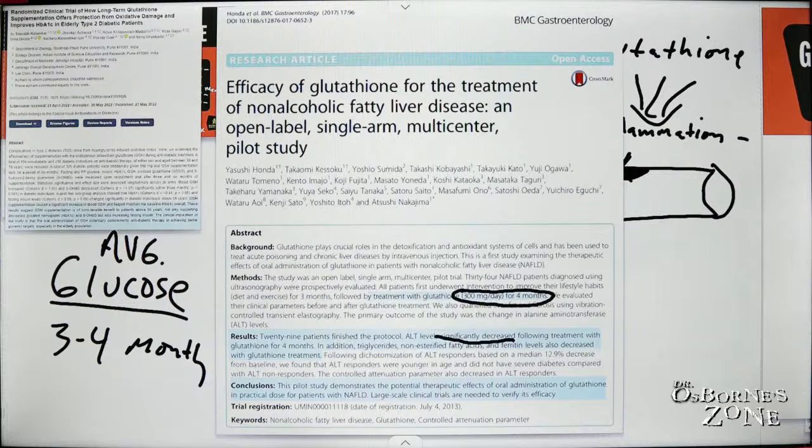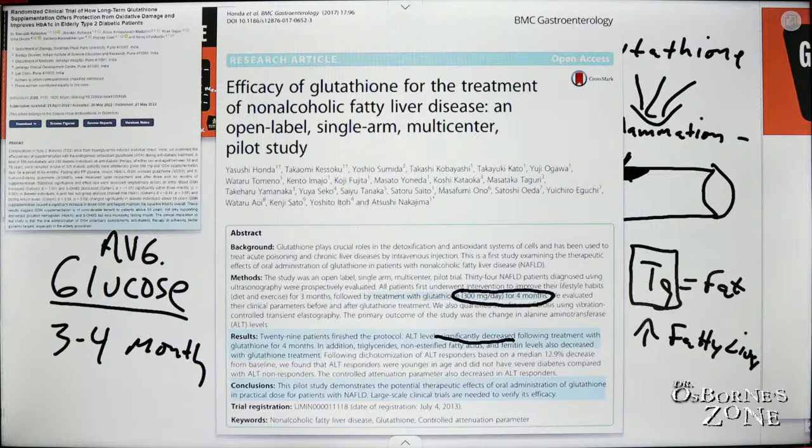Well, why is that important? Triglycerides are fat in the bloodstream that increase fatty liver and increase the risk of heart disease. It's one of the markers most cardiologists will measure regularly when you go in for your checkup. So what they're saying is glutathione, in effect, lowers triglyceride levels.